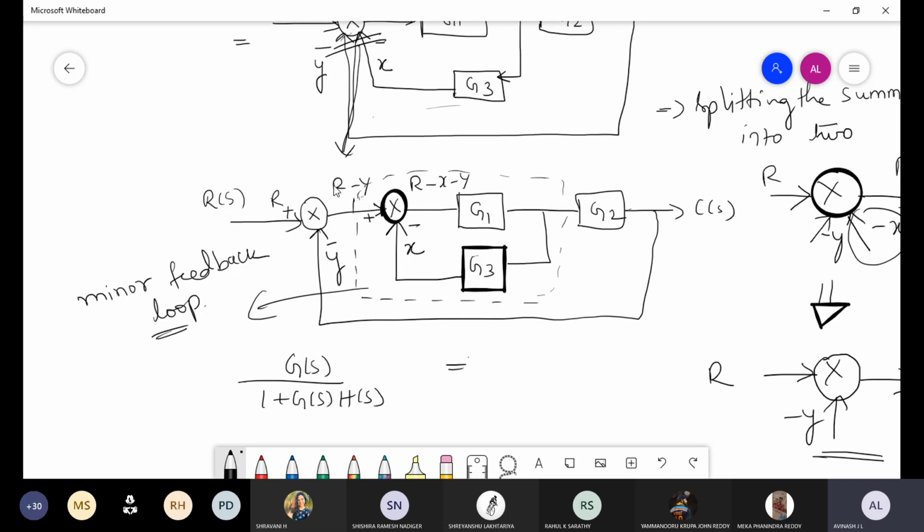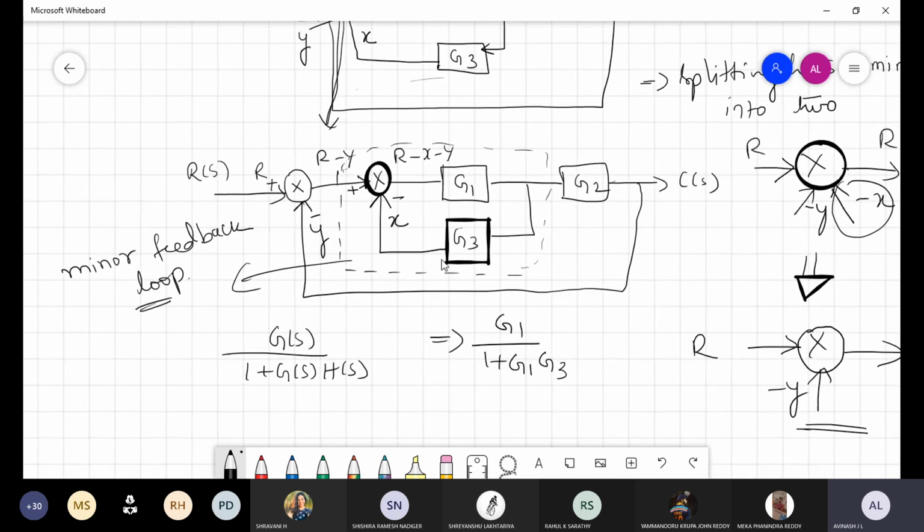So in this case, what exactly happens? G of S is what? G1, and 1 plus G of S is what? Once again G1. H of S value is what? G3. Clear. G need not always be in the forward path. It can be in the backward or feedback path also. So this block value is what? G1 divided by 1 plus G1 G3. Is it clear?